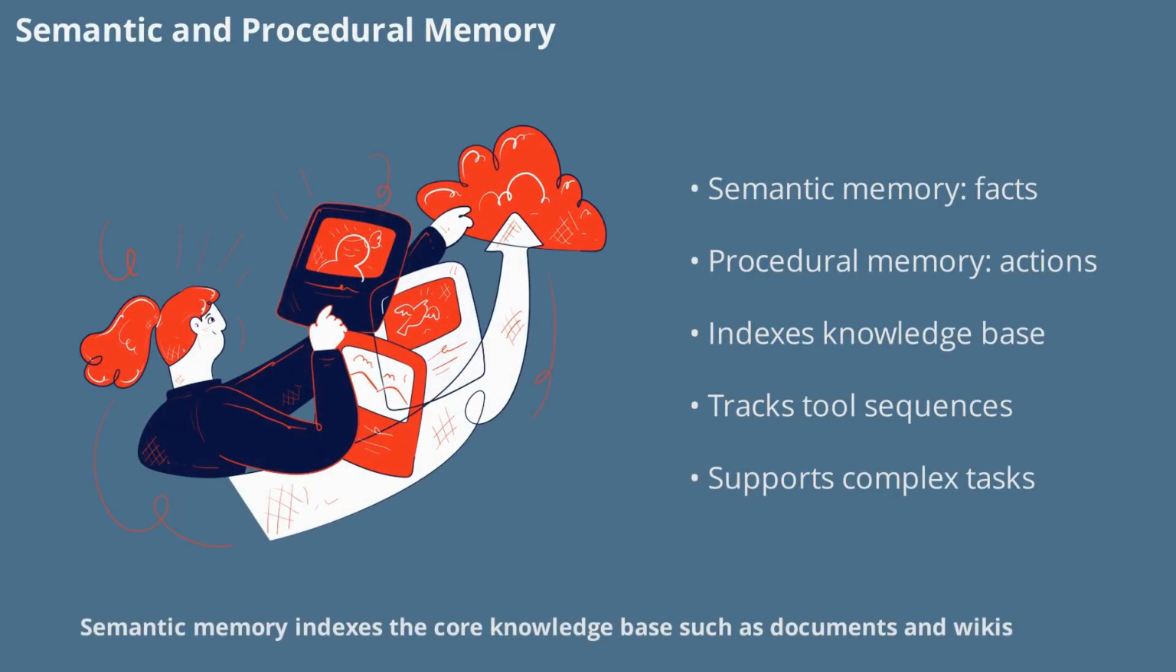Semantic memory indexes the core knowledge base, such as documents and wikis, for retrieval augmented generation. Procedural memory tracks learned tool calling sequences and schemas, enabling the agent to perform complex actions. Together, these memory types allow the agent to know both what is true and how to do things.